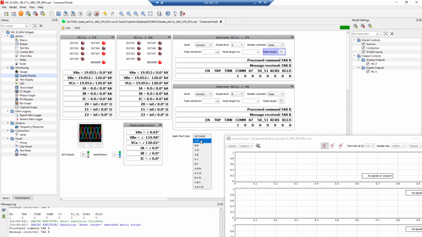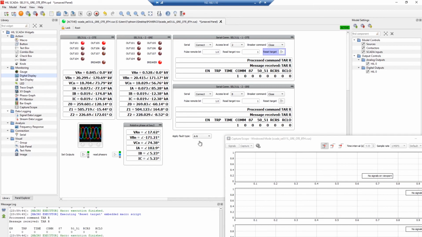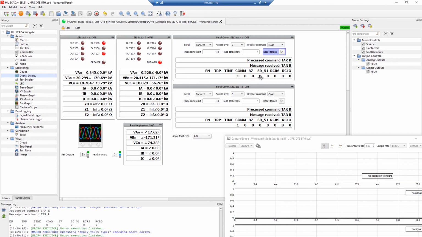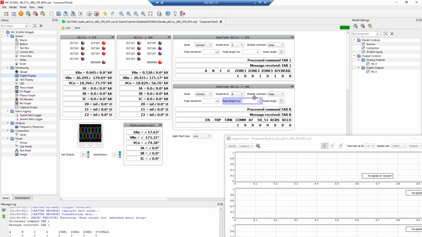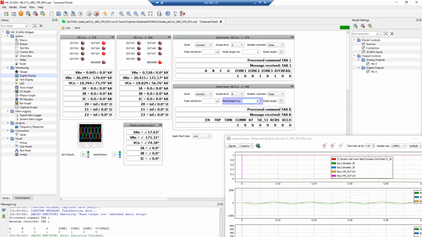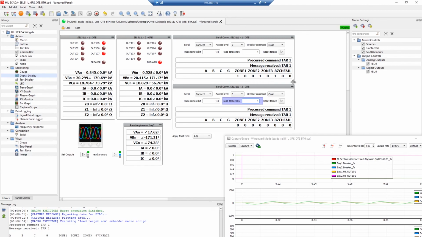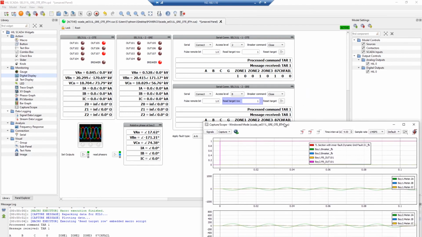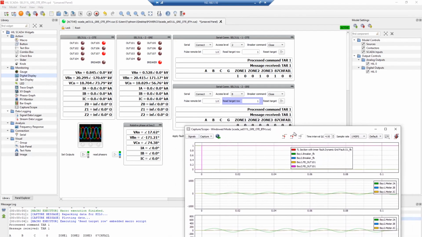and apply the first fault, phase A to ground. Still a similar behavior when we read the information here from the relays. Of course, relay on bay 2 didn't see anything. Relay on bay 1 saw the proper fault and identified it as zone 2 or level 2 here. Here's the capture.